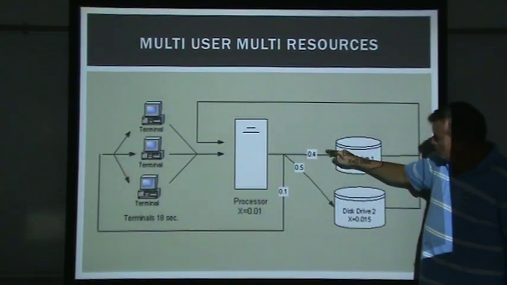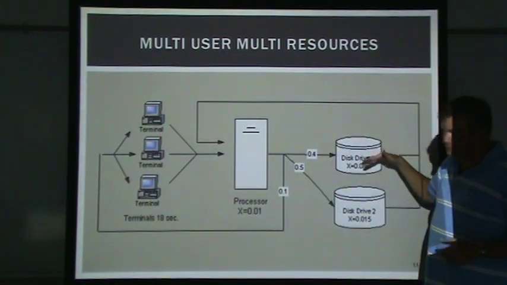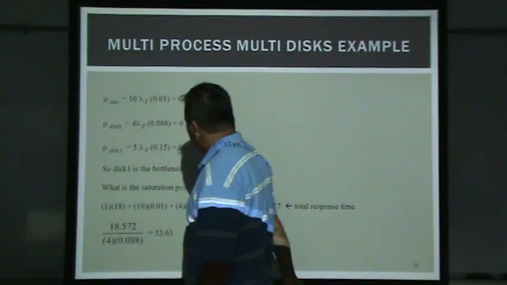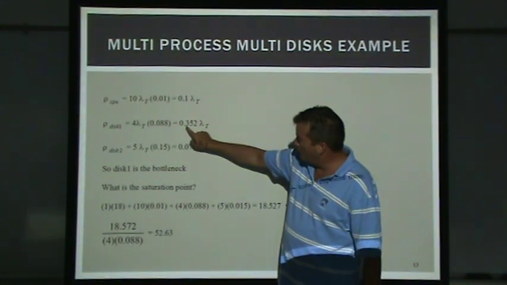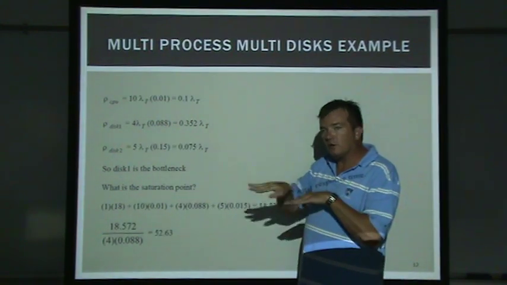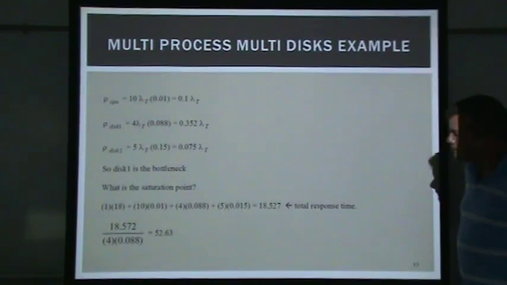So whatever is in this queue, the queue sometimes might be empty and the disk drive might be sitting idle, and sometimes it'll be working. But the percentage of time that it is in use is going to be 0.352 times the rate that's going into the system. If more work goes into the system, the rate would go up. If less work started coming in, the rate would drop.